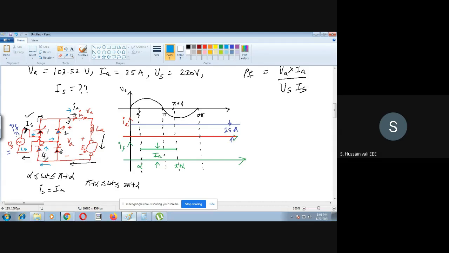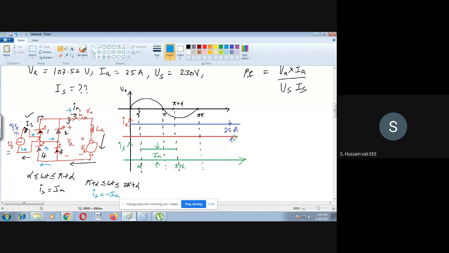Now if you observe carefully here, in this duration the IS direction and IA direction are both opposite. Just see this yourself, because you see the blue color arrow here and the black color arrow, both are in opposite direction. So you will find that IS value is equal to minus IA. That is from pi plus alpha to 2 pi plus alpha.